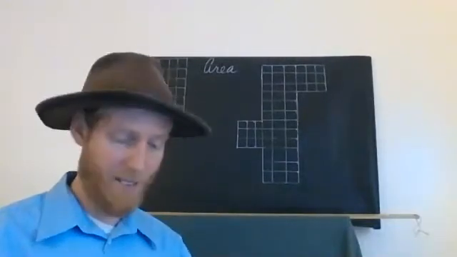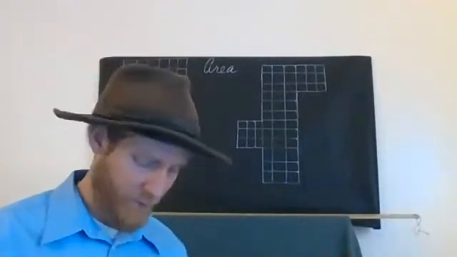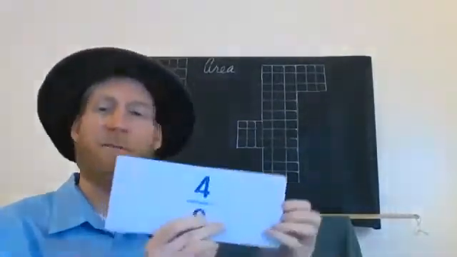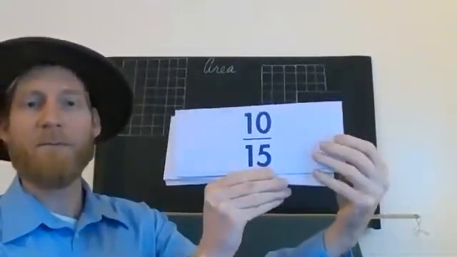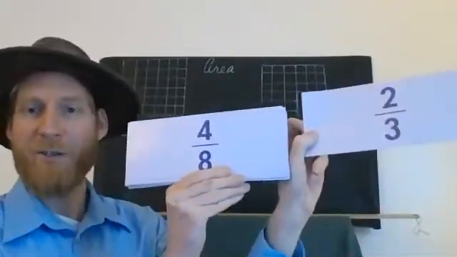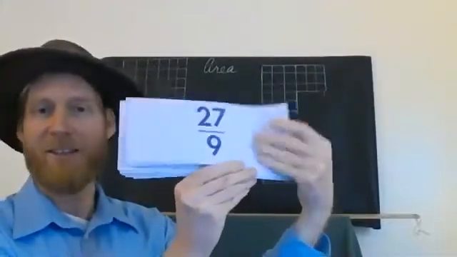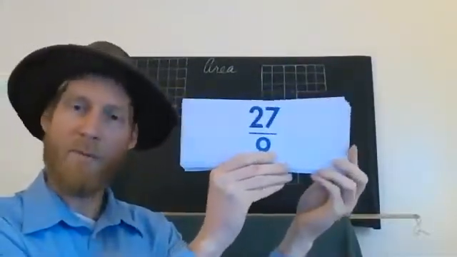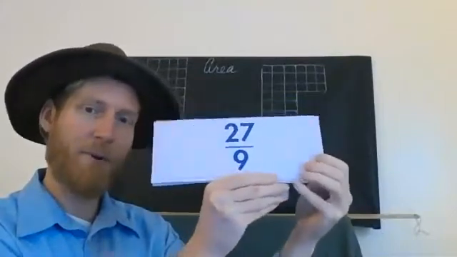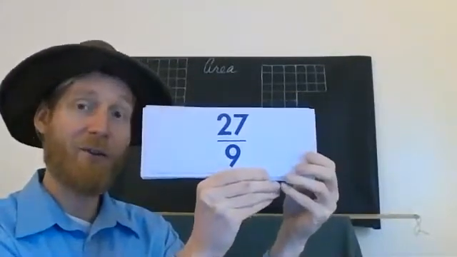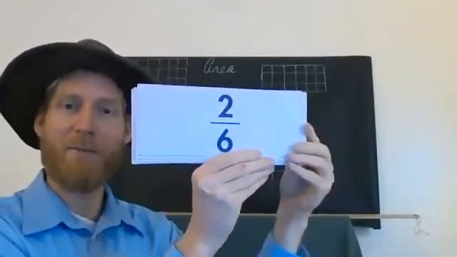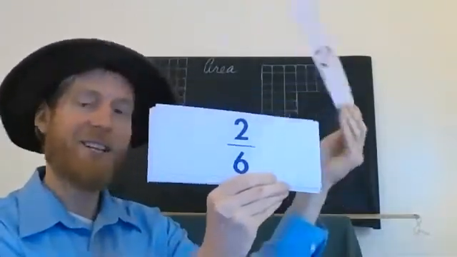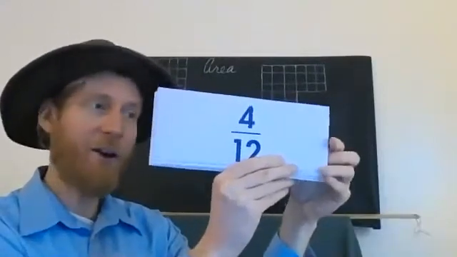How about reducing problems? Reducing fractions. What was that one? 10/15ths would be what? Did you say 2/3? Is that proper or improper? It's improper. So what should it be? 3, right? 9 goes into 27 3 times. 1/3. 1/3.